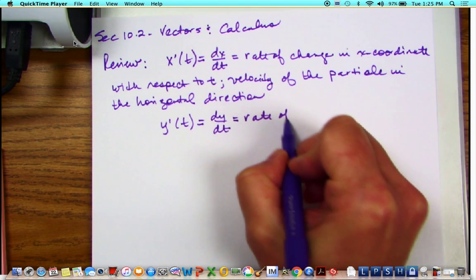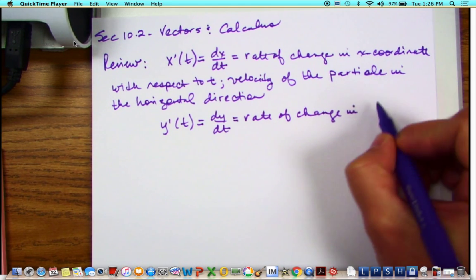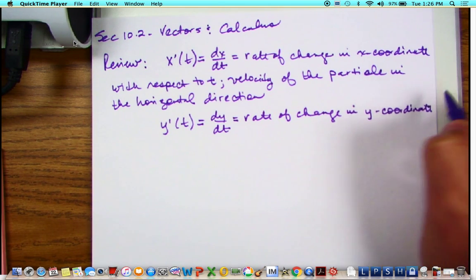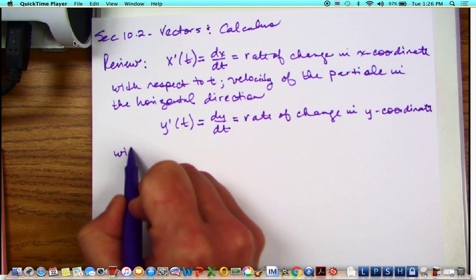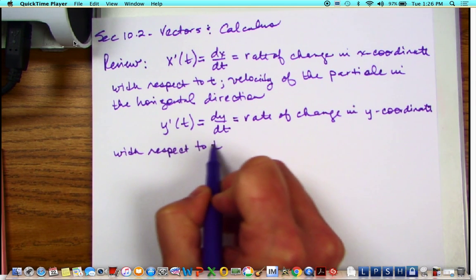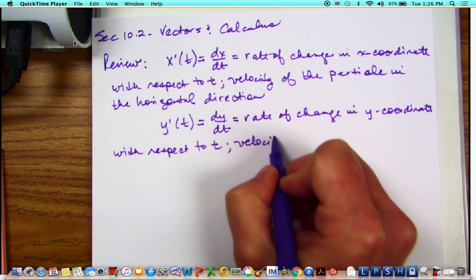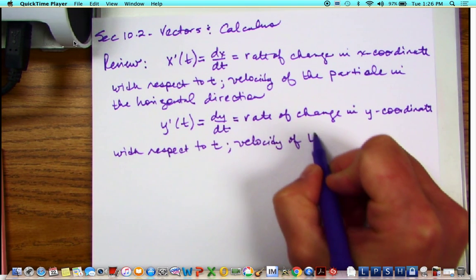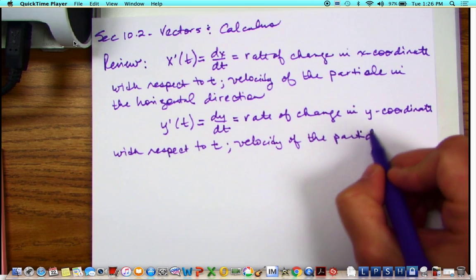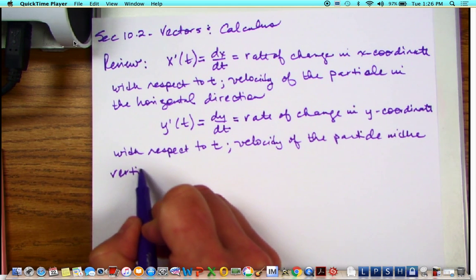So this would be the rate of change in the y coordinate with respect to t. It's the velocity of the particle in what? Yep. In the y direction, the vertical or y direction.